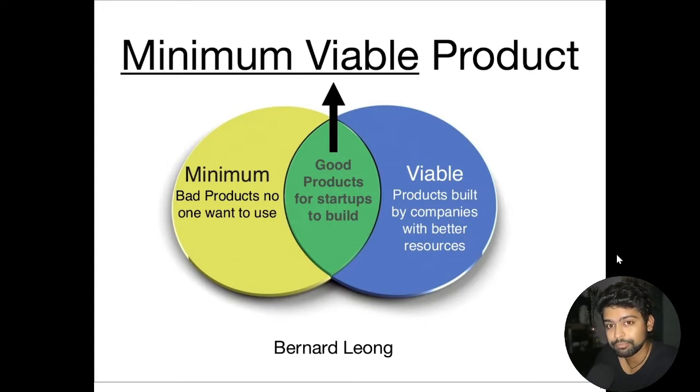MVP means minimum viable product. Minimum, like a minimum product that nobody wants to use, and viable, like companies that build amazing products. So we need something in between. We need to provide basic features, and it should also be accepted by your customers, and the intersection of both of them is called an MVP. That is where the first version lies.